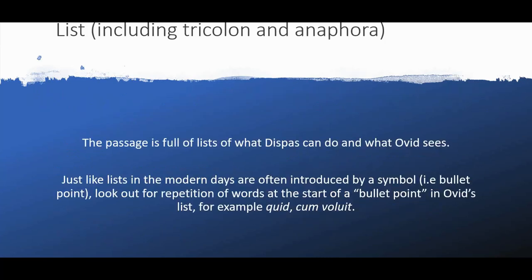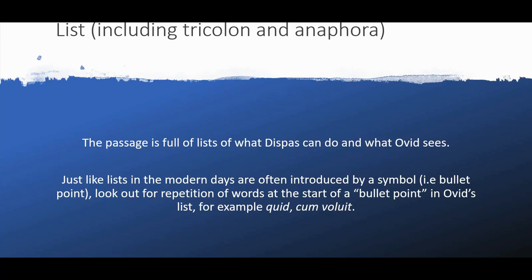Listing. The passage is full of lists because he's saying what Dipsas can do or what Dipsas has done. So any way in which Ovid lists things, you can mention as a stylistic point. And in fact, if he lists them with a repetition of words at the start of a bullet point, you could definitely use that in your exam to say how neat he makes his bullet points, his lists. For example, there are two lines.